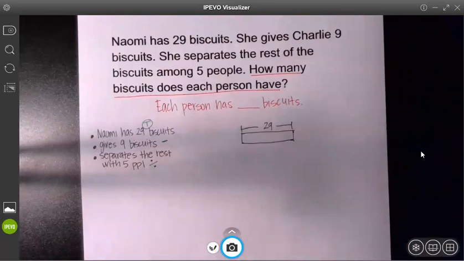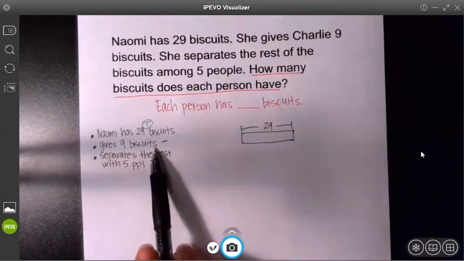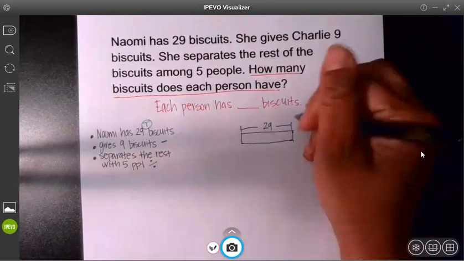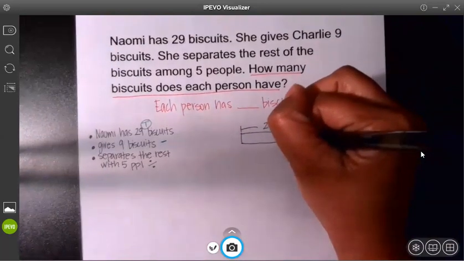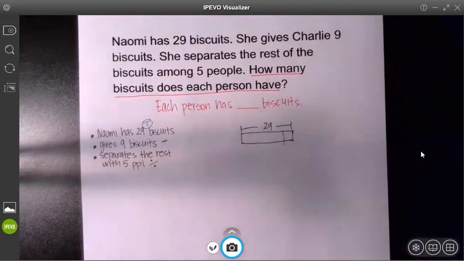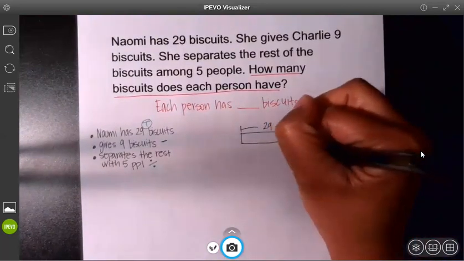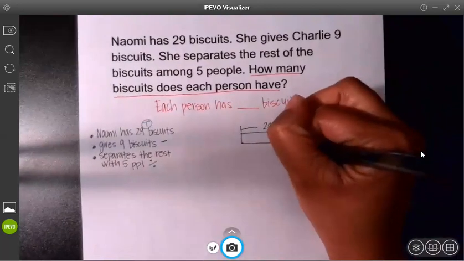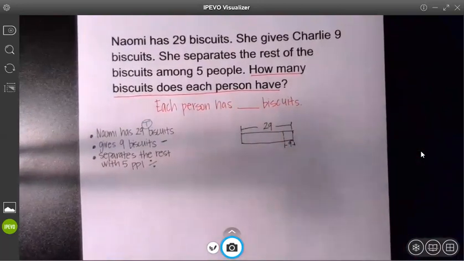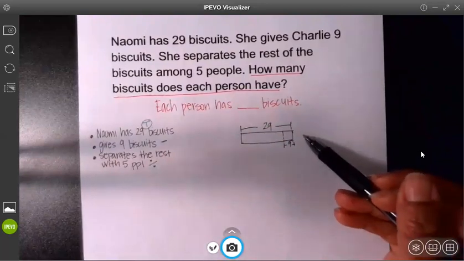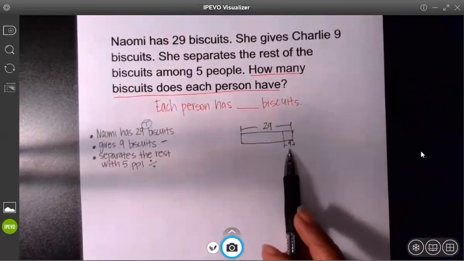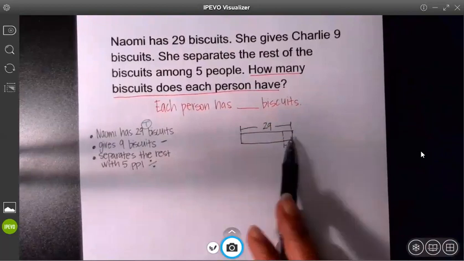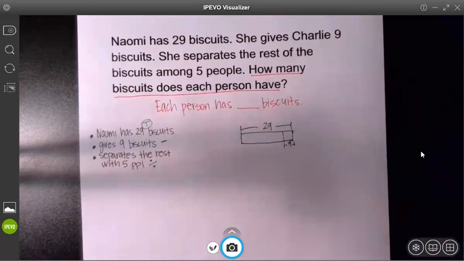So now it also says that she's giving 9 biscuits away, which is also signifying subtraction because we made a note of that over here in our list. So I'm going to take a small piece of this bar and I am going to say that this represents 9, okay? That is the 9 that she's giving away. And you see, I did not put it on this side of the bar because we are taking away. So it has to be taken away from the total, okay?